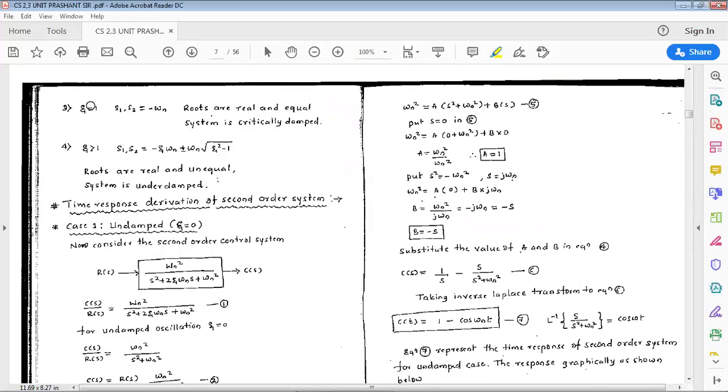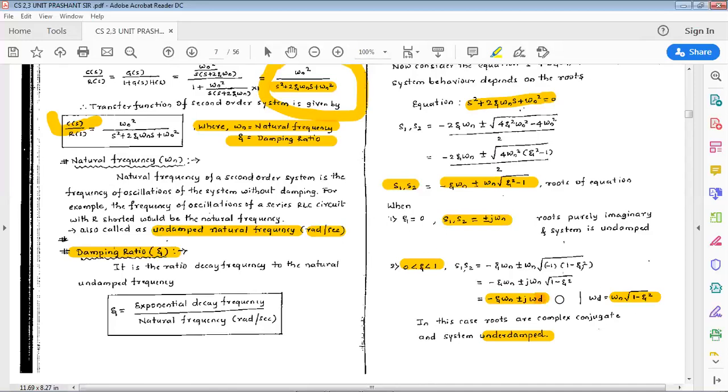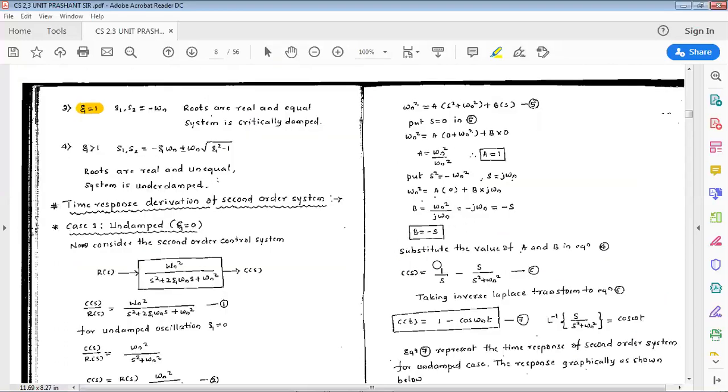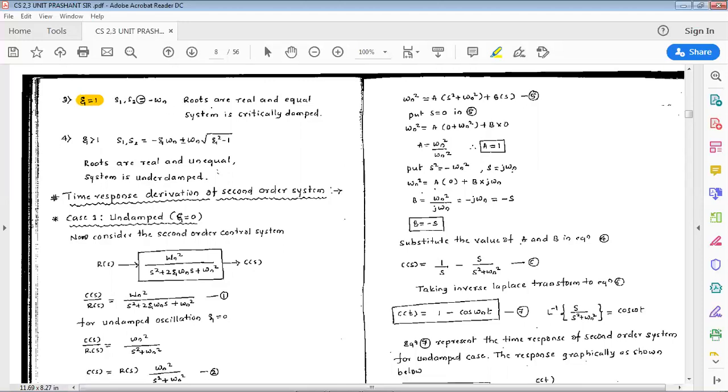We look at the third case, when zeta is equal to 1. When zeta is equal to 1, we substitute zeta equal to 1 here as well as here. This will be 0. This term will become minus omega n. So therefore S1, S2 is equal to minus omega n. The roots are real and equal. The system is critically damped, we can say that, or marginally damped.